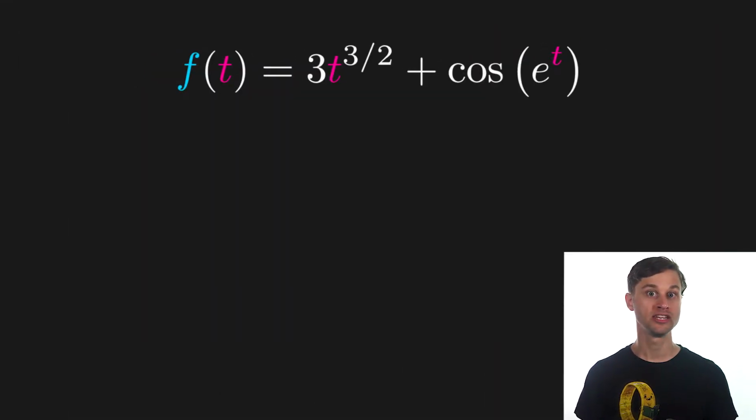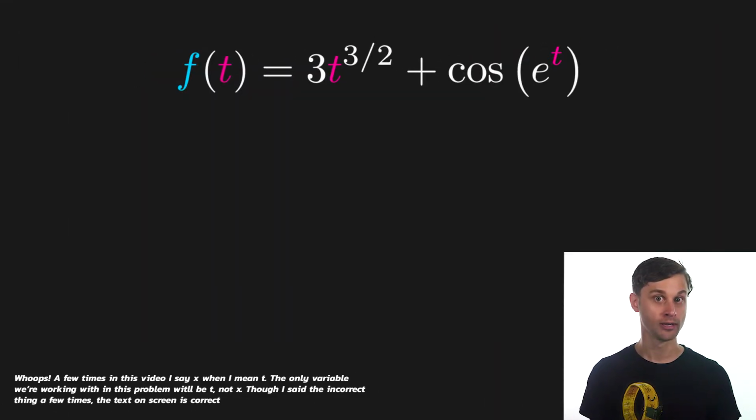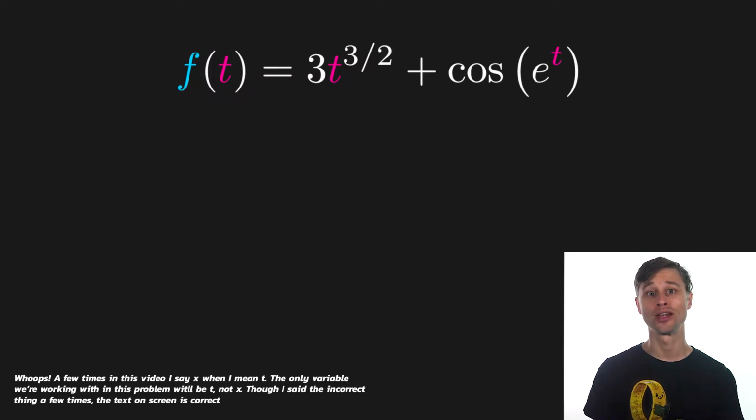Today we are taking a look at this problem. Find the derivative at the point t is equal to 0 for this function. F of t is equal to 3 times t to the 3/2 power plus cosine of e to the t power. So let's just jump right into it.